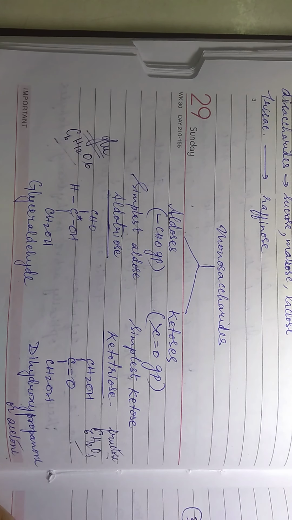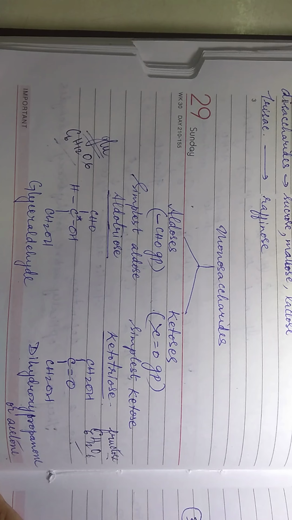Yes, children. We started with monosaccharides in the previous lecture. Monosaccharides are of two types, aldoses and ketoses. Aldoses are those which have an aldehyde group, and ketoses are those in which there is a ketone group. And the simplest aldose is an aldotriose, because what are carbohydrates? Carbohydrates are polyhydroxyaldehydes or ketones.